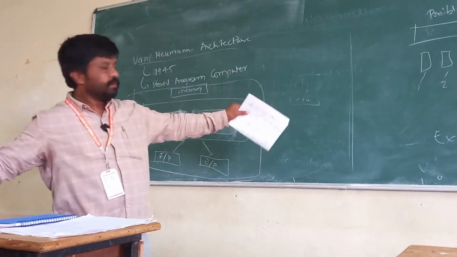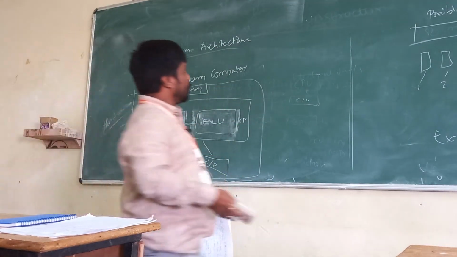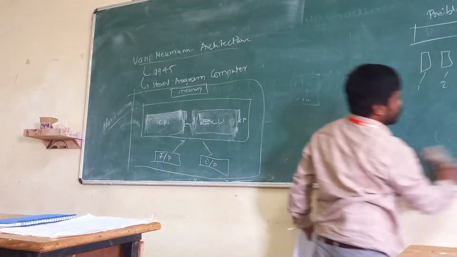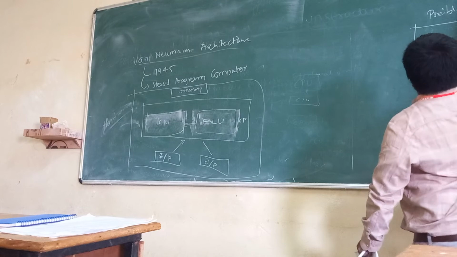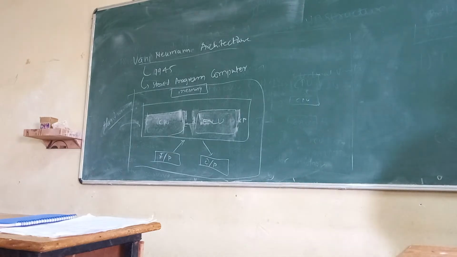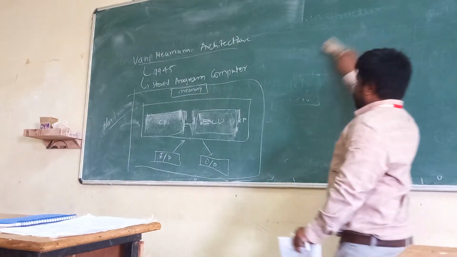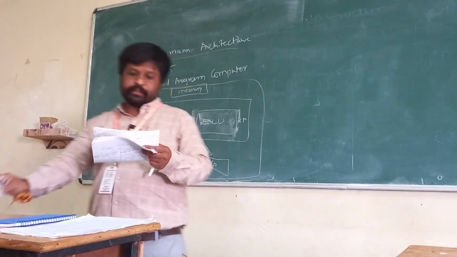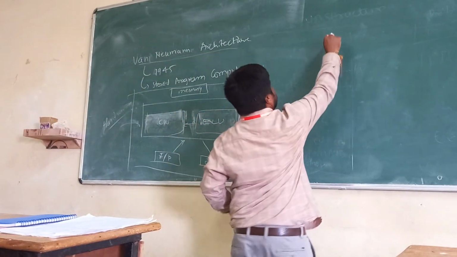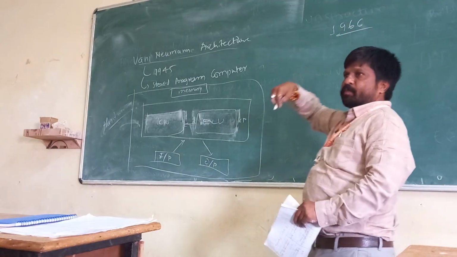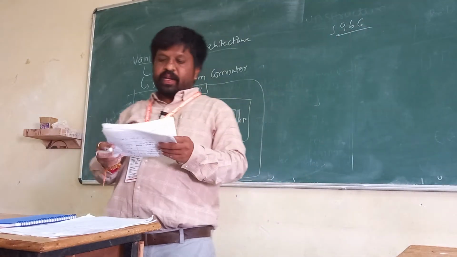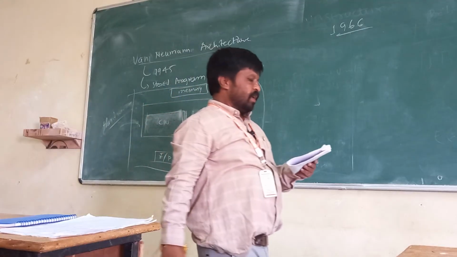Based on this traditional Von Neumann architecture only, I can derive the different types of parallel computing architectures. In 1966 this parallel computing classification was derived. Different types of parallel computers are widely used.